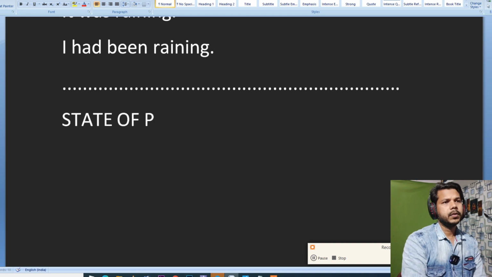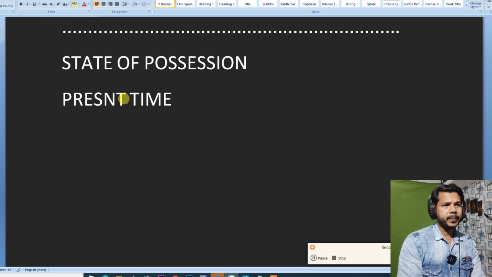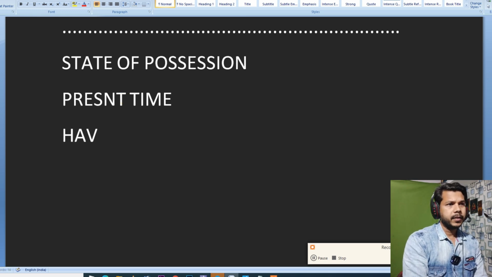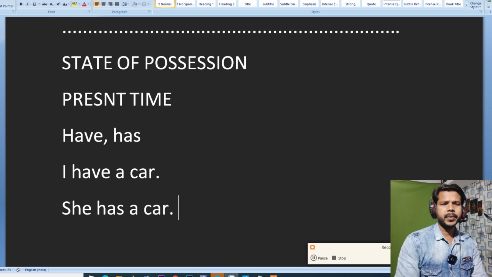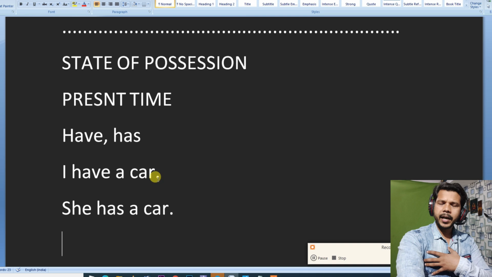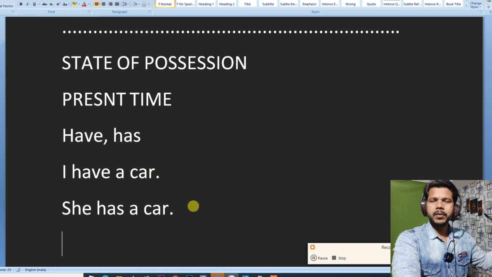State of possession, present time. If you talk about present time, you have two ways to speak. The first way is have, has, like I have a car or she has a car. This is the possession. You want to say that, okay, I have a car, it means I own a car, I am the owner of a car. She has a car means, okay, she owns a car.